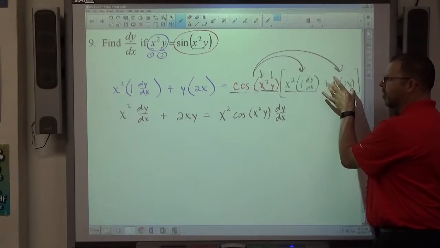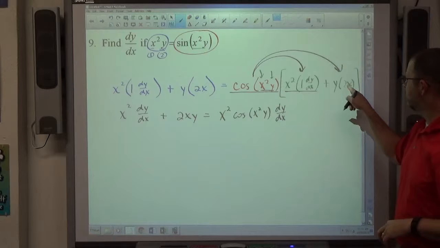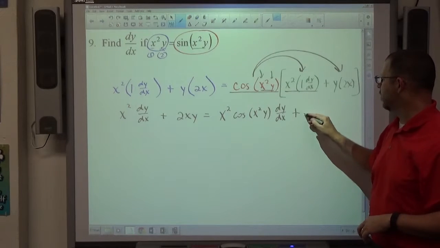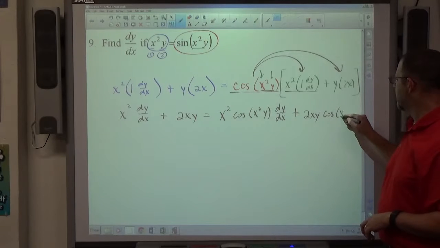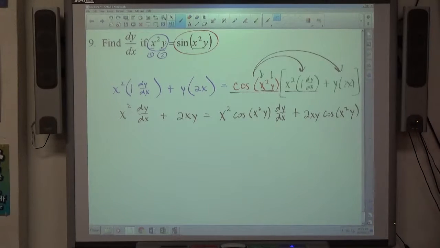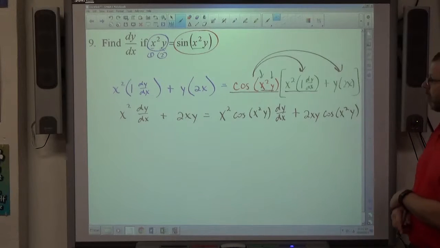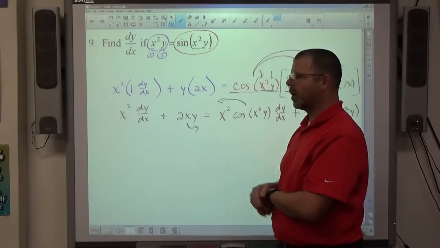Same deal here, I got this whole thing times this whole thing, single object times single object. All I can do is put the 2xy out in front of cosine, so I'm going to get plus 2xy cosine of x squared y. So now it's simplified. Next job is to solve. I'm going to move the x squared cosine of x squared y dy/dx over to the left. Move the 2xy over to the right.